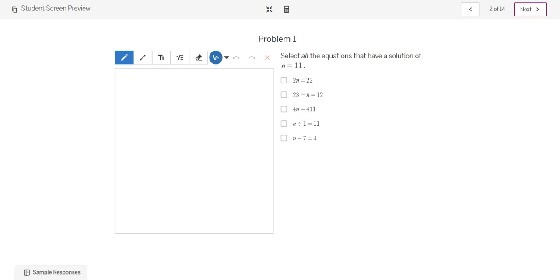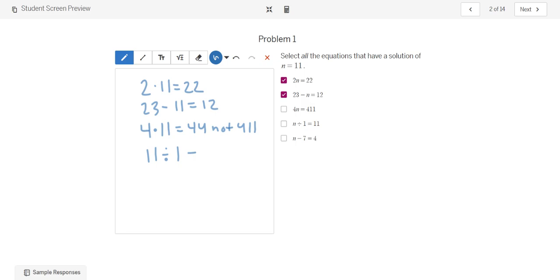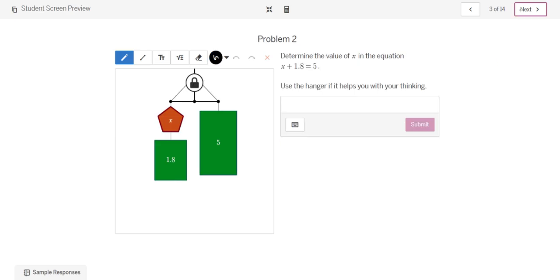Like in this case, we think that n equals 11. So I'm going to do 2 times 11. Does that equal 22? Yes. 23 minus 11, does that equal 12? Yes. 4 times 11, does that equal 411? No, it equals 44, not 411. I've got 11 divided by 1, definitely equals 11. 11 minus 7 definitely equals 4. So lots of those.